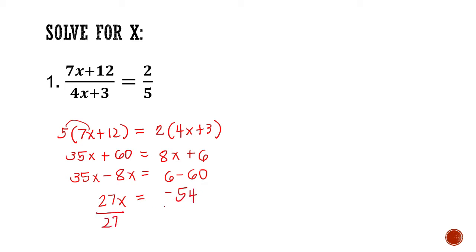To solve for x, we divide both sides by 27. Negative 54 over 27 is negative 2. So that is how we solve for x in this rational equation. Well, if you want to check your answer, you can substitute the x value to the original equation. And if it yields a true equation, then your answer is correct.